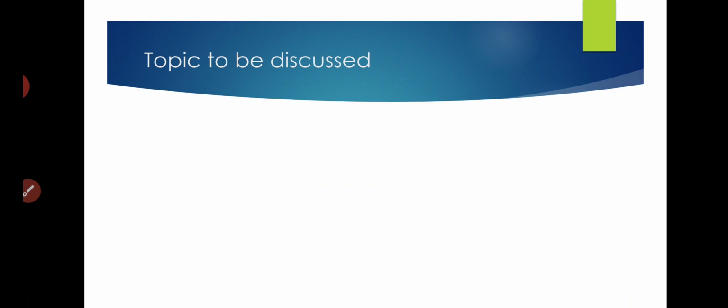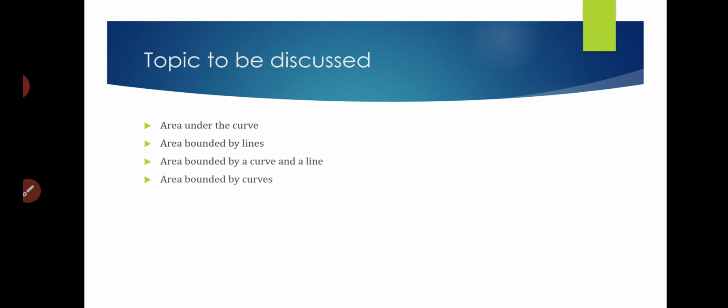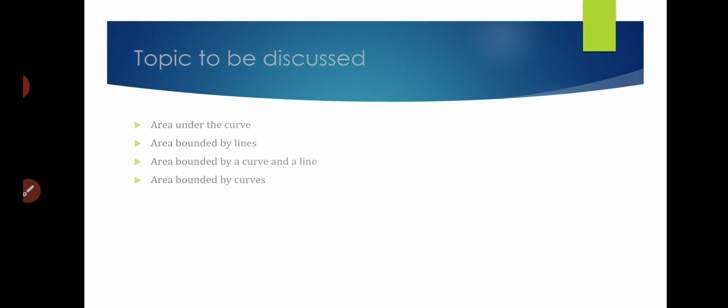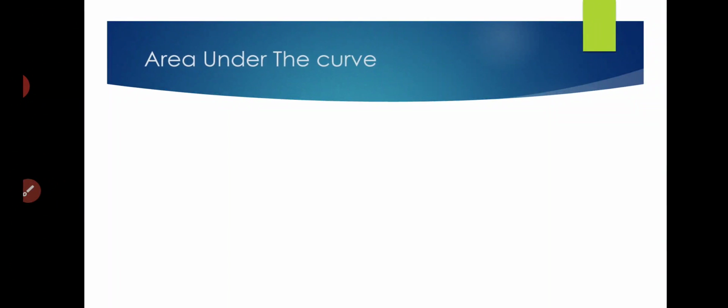Now, the things that we are going to discuss are basically area under the curve. Integration is described as area under the curve, then area bounded by lines when the curves are actually lines, then a curve and a line, and then between two curves. So basically that's how we are going to do it. So what basically is area under the curve?